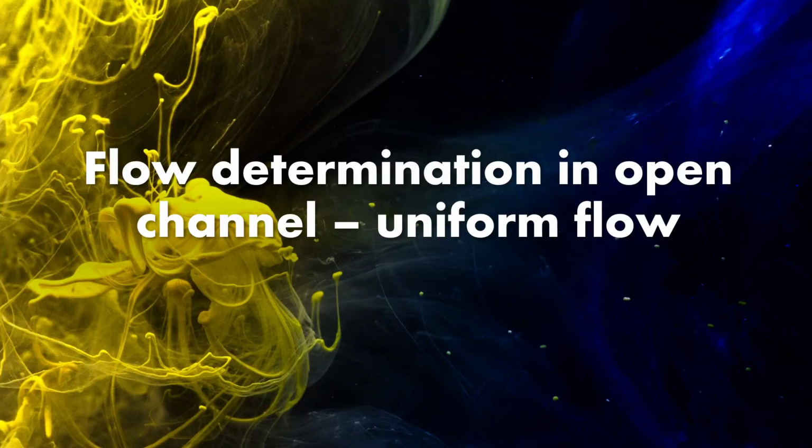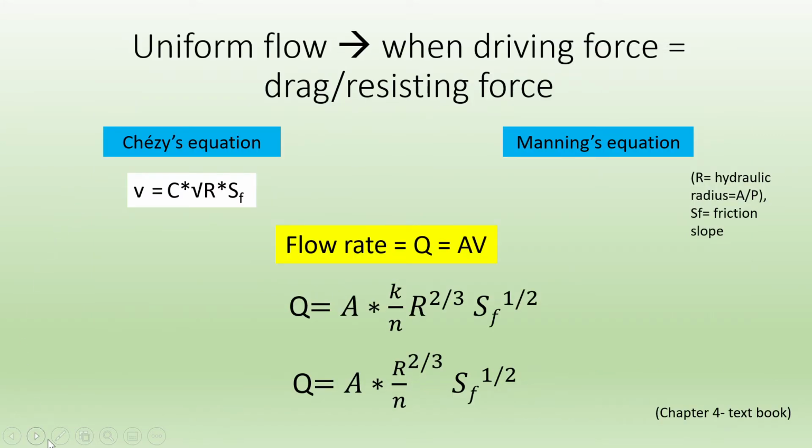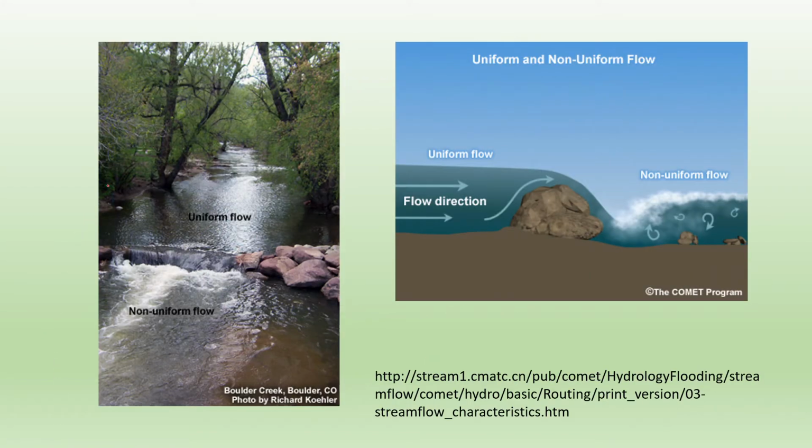Okay, let's start the topic today. The topic today is flow determination in open channel. We are still focusing on uniform flow. So what is uniform flow? As you can see from this figure, uniform flow is a type of flow which is stable and calm. In this case you can see how uniform flow and non-uniform flow look like.